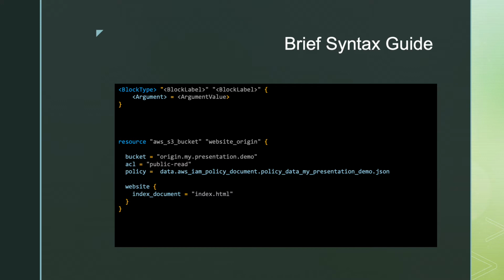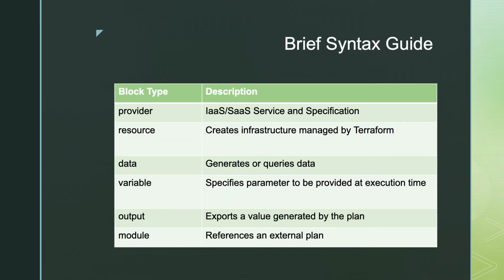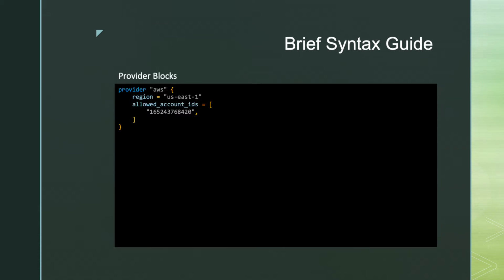You can see near the bottom that arguments can be more than strings and can be objects with their own attributes, such as the website section has for index documents. I'm going to refer to 6 types of Terraform blocks in this presentation. Provider blocks configure the account associated with the service. For this one, we are configuring our AWS account and the region that we want to use by default.